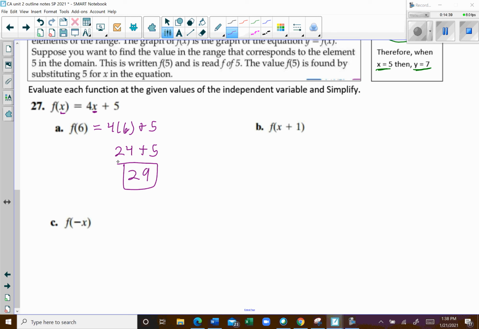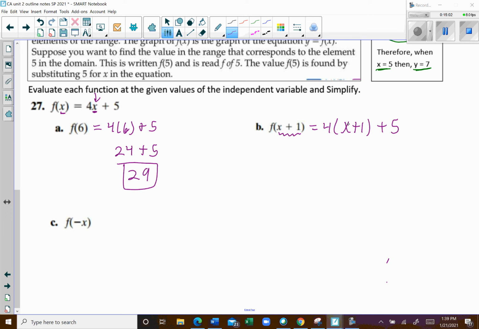Okay. The next one is kind of interesting because we're plugging in more than just a number. We're plugging in a variable. So we're going to plug in x plus 1 for where you see x. Okay, so this is going to be 4 times (x plus 1) plus 5. Now, it's very important that you put the x plus 1 in parentheses.